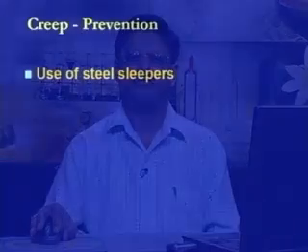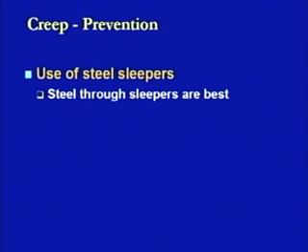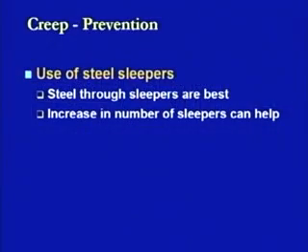Another way of preventing the creep is the use of steel sleepers. It has been found that steel through sleepers are the best in preventing the creep. The reason is that they can be jointed to the rail sections in such a way that they keep the movement intact at that location itself. Also, if we increase the number of sleepers, the creep can be reduced. That is another way, as we have discussed previously, that we can reduce the creep.